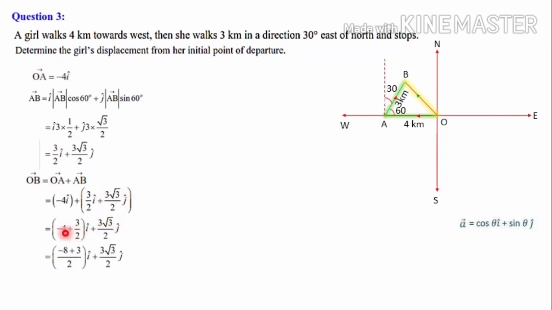Then take 2 as LCM here. When you take 2 LCM, minus 4 into 2, that is minus 8, plus 3 divided by 2 into i cap plus 3 root 3 by 2 into j cap. That is equal to minus 5 by 2 into i cap plus 3 root 3 by 2 into j cap. So this is the girl's displacement from her initial point of departure.